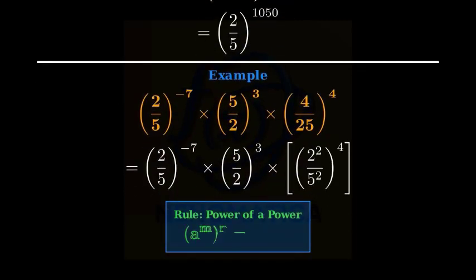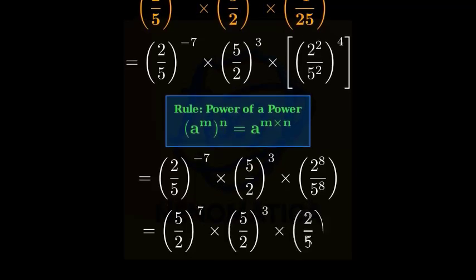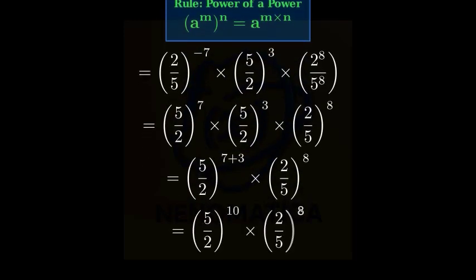Next, let's use the power of a power rule to simplify the last term. When we raise a power to another power, we multiply the exponents. Now, let's use the negative exponent rule again. We know that a to the power of negative n equals 1 over a to the power of n. So 2/5 to the power of negative 7 equals 5/2 to the power of 7. Let's combine the terms with the same base. We have 5/2 to the power of 7 plus 3, which is 5/2 to the power of 10, and we have 2/5 to the power of 8.